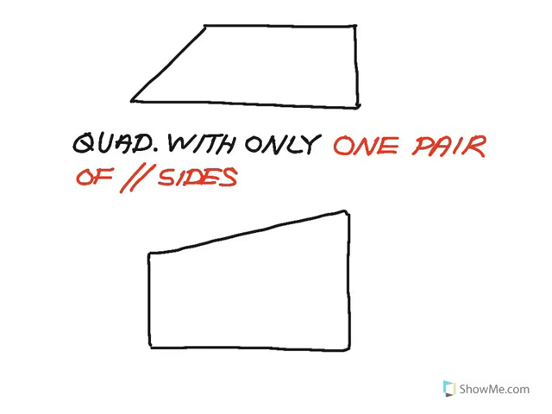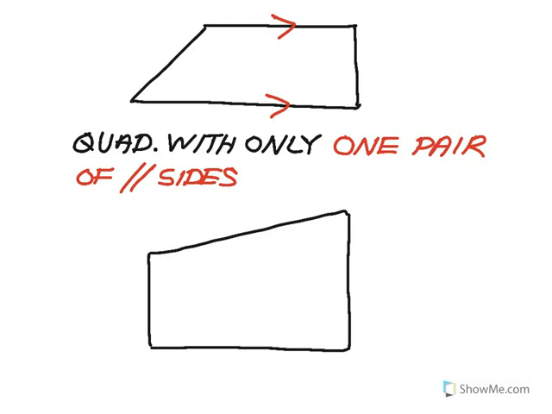This lesson, 5.5, is about trapezoids. Okay, first of all, what is a trapezoid? A trapezoid is a quadrilateral with only one pair of parallel sides. So, let's say in this top one, these two sides are parallel, the other two sides are not.